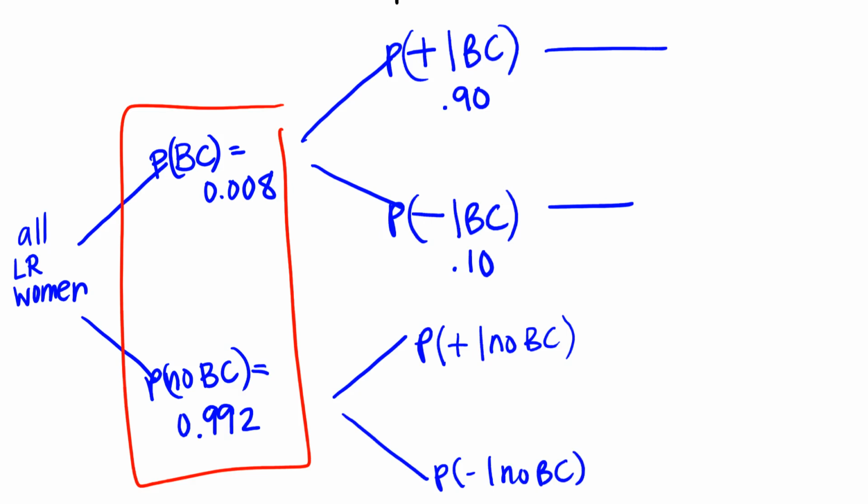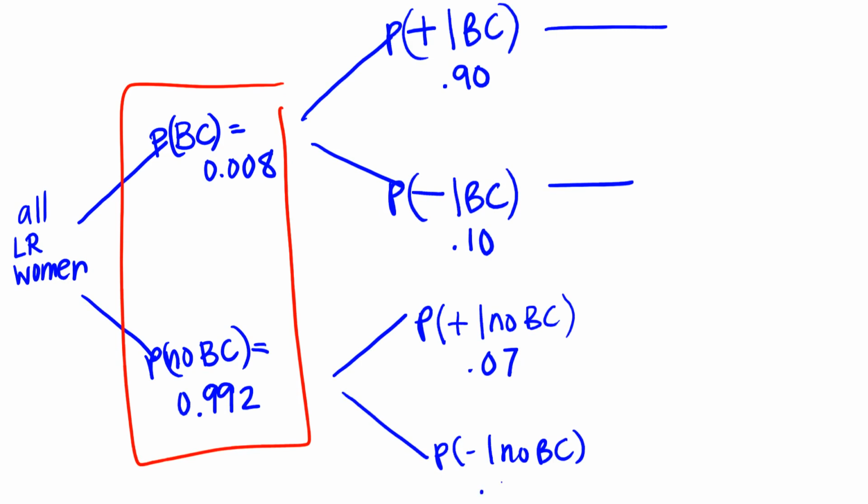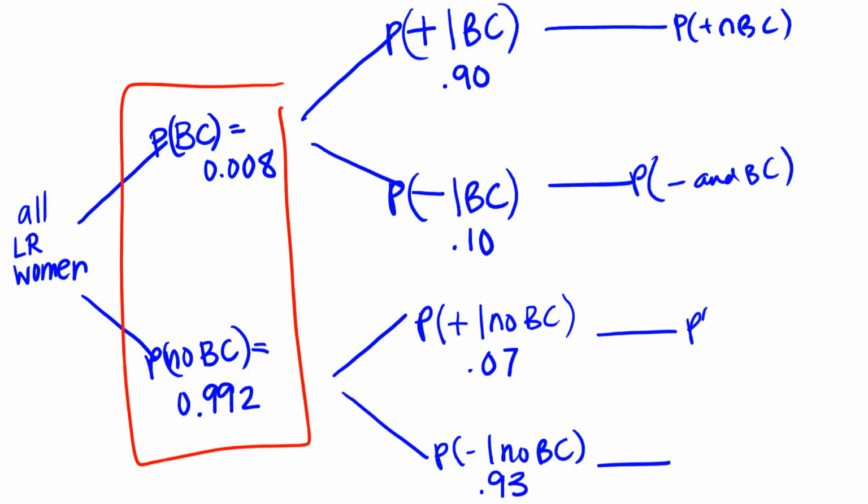And they told us that there were 7% false positives, which means that 93% of them must have come back negative as a true negative. So we could obviously keep going: positive and breast cancer, negative and breast cancer, positive and no breast cancer, and negative and no, by just multiplying these across.